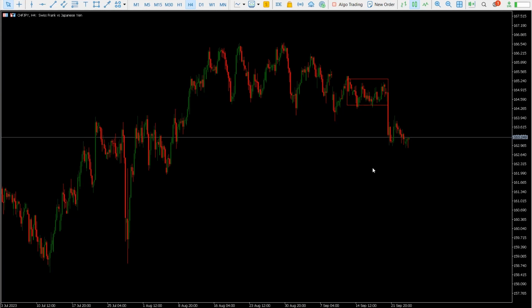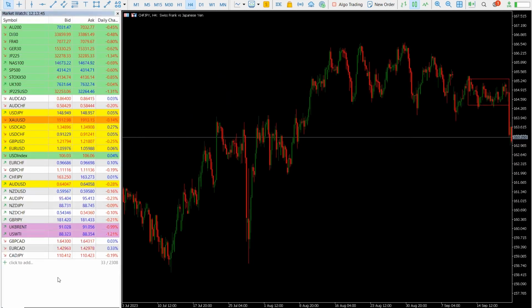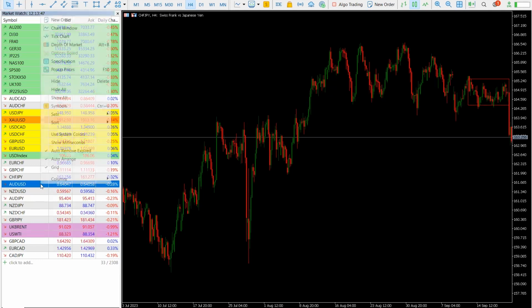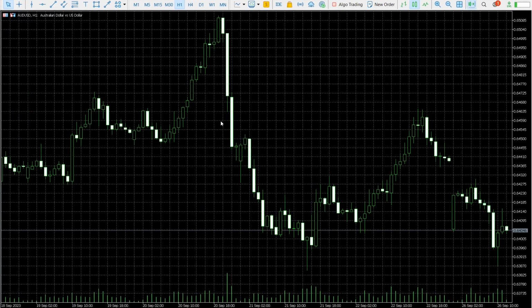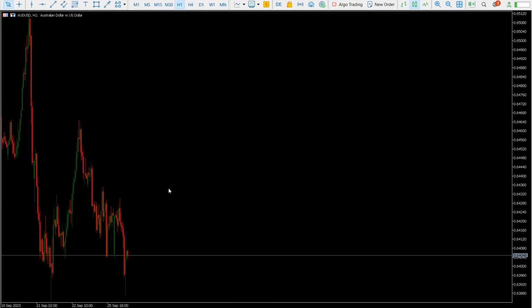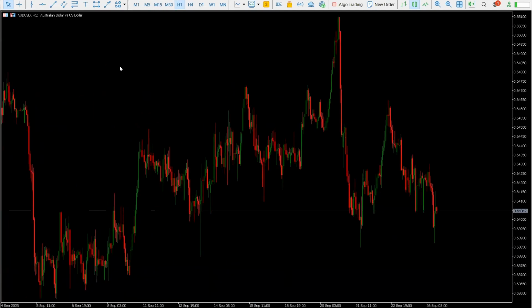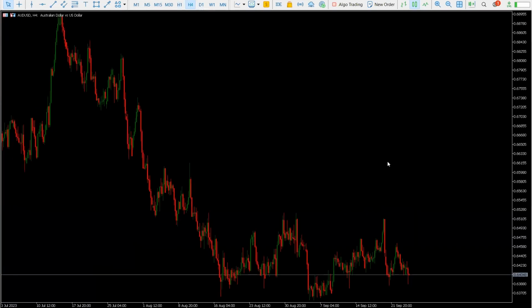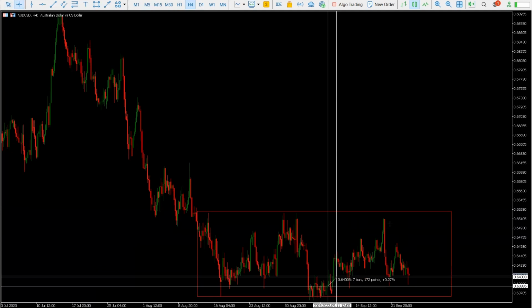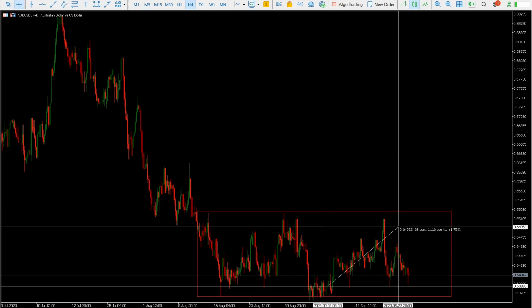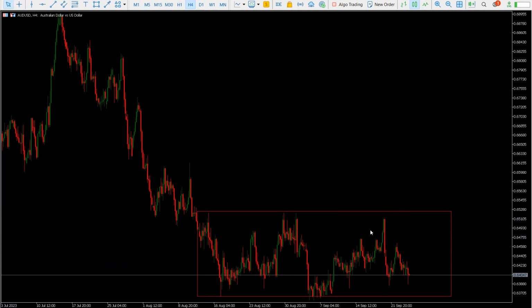So let's go for AUD. Where is AUD? AUD USD is not here. All right, 4 hours. Well, I've mentioned already a few times that we would have some movements towards this area, and I would be looking to short.